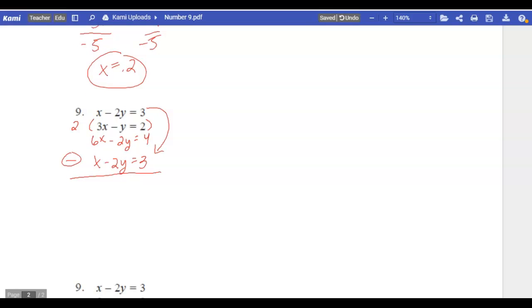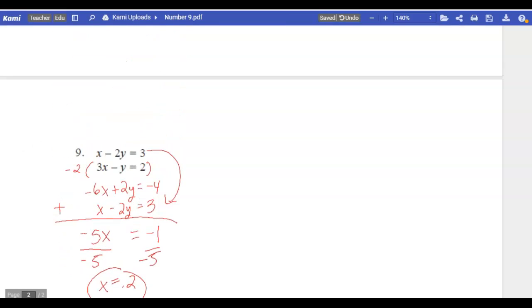So when I subtract 6x minus x is 5x, negative 2y minus the negative 2y, that becomes positive, so that's going to cancel. So that's 0y. 4 minus 3 equals 1. That simplifies again to 5x equals 1. Divide by 5. X equals 1 divided by 5 is 0.2.